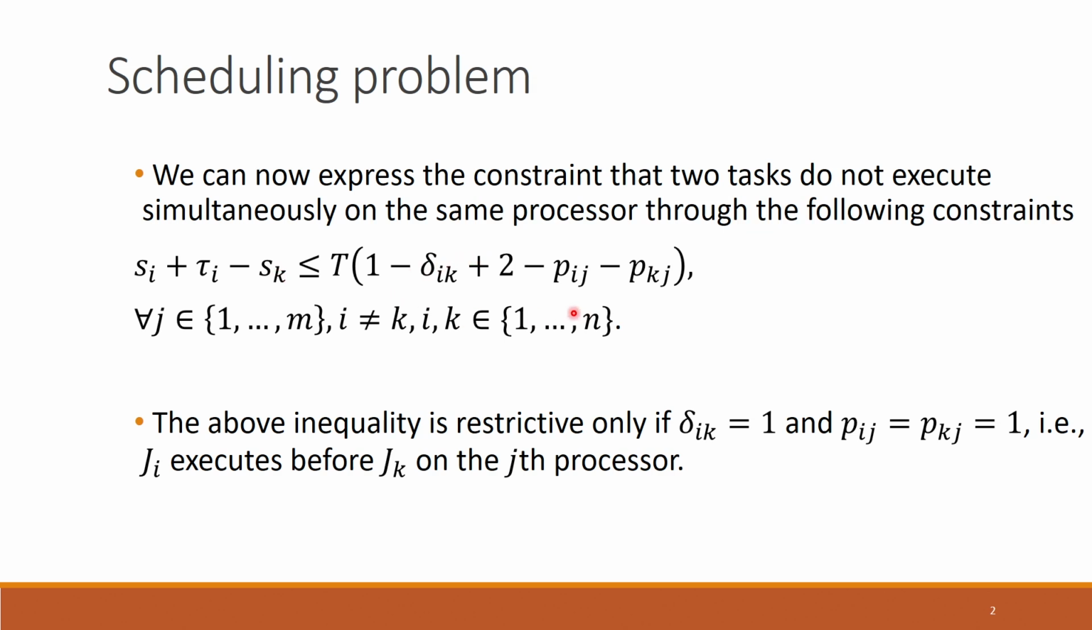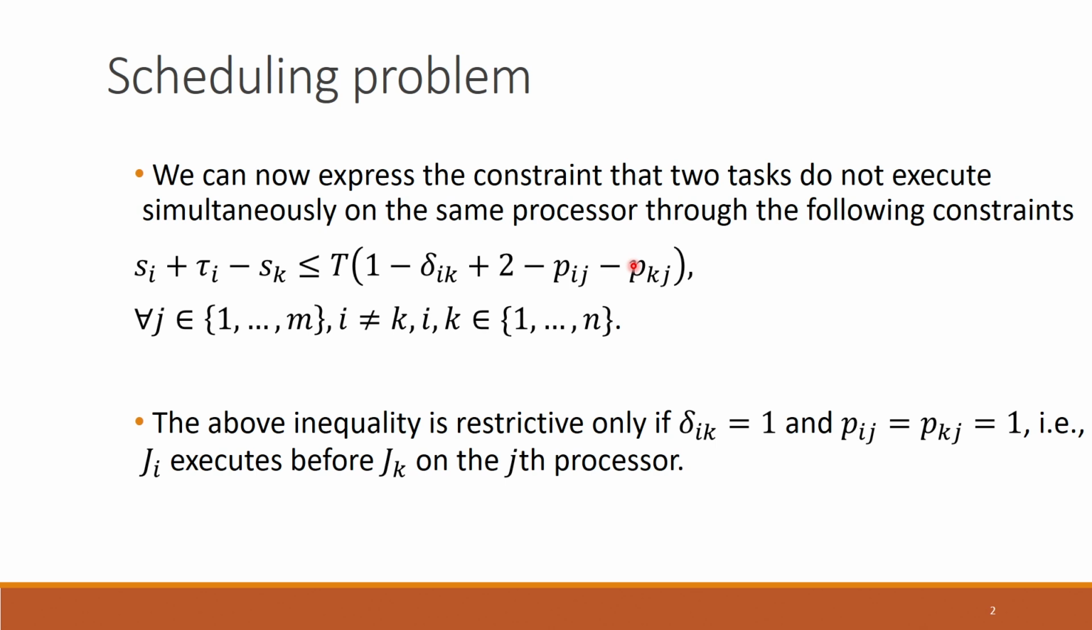This condition is only restrictive when delta ik is equal to 1, Pij is equal to 1 and Pkj is equal to 1. If any one of these variables is not equal to 1, then the term in the bracket in the RHS will not be 0, but some integer value greater than 0. Then the whole RHS, which has capital T times this term in the bracket, will be something positive. So this will not have any effect on the condition that we want here.